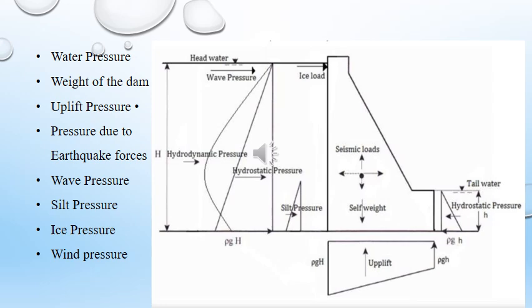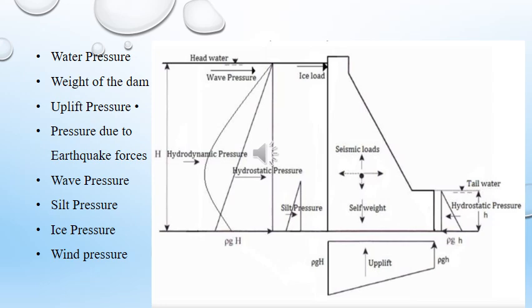Here the first is the water pressure. So, this is the hydrostatic water pressure on the upstream side as well as on the downstream side, and the weight, that is the self weight of the dam, that will be acting here, and the uplift pressure just below the structure of this dam, and the pressure due to the earthquake force.